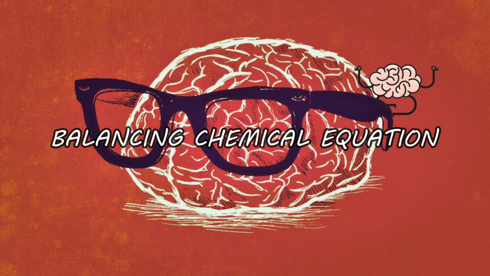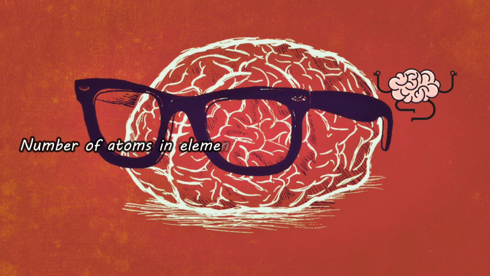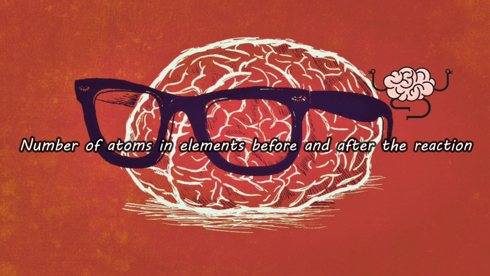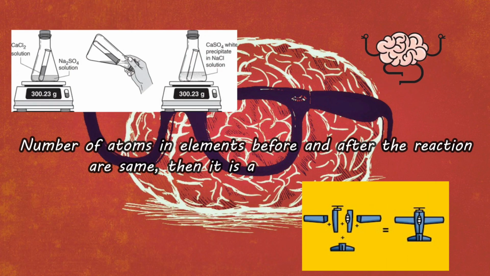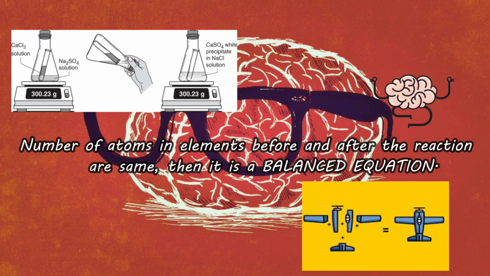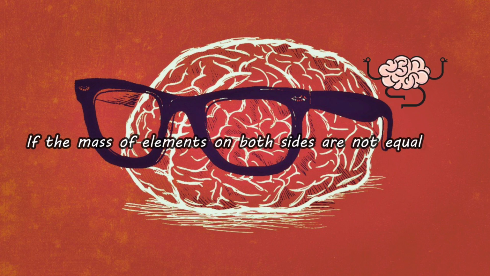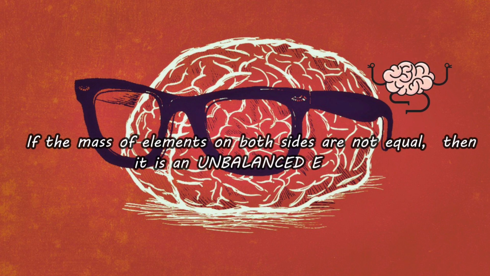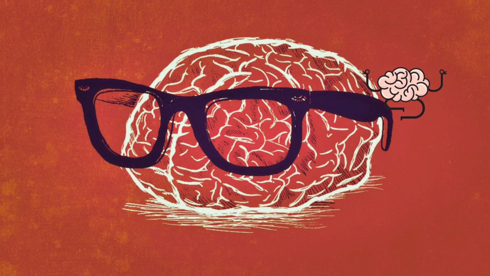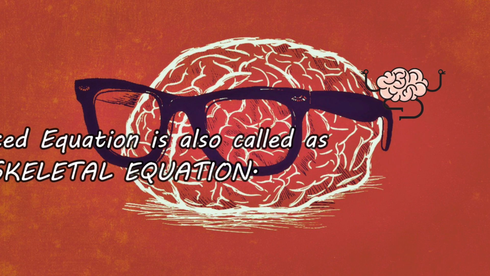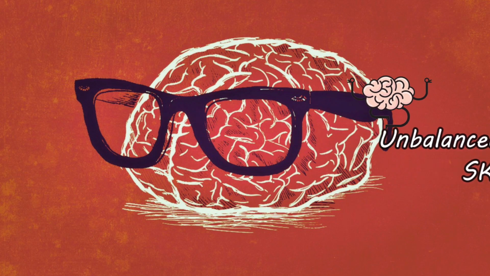Balancing chemical equation. If the number of atoms of each element remains the same before and after the chemical reaction, then we say the reaction is balanced. If it's not, then the equation is unbalanced, where the mass of elements on both sides is not the same. We can call the unbalanced equation a skeletal equation.